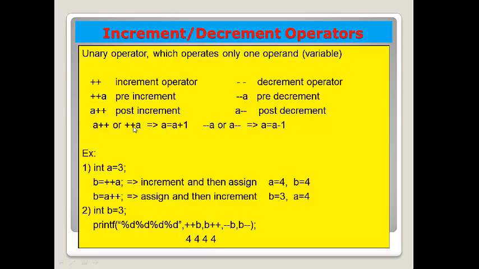A plus plus and plus plus a are both equal to a plus 1. But if two operations are performed in the equation, in this case two operations, one is increment, another one is assigning, so it is a pre-increment: first increment, then assign. In the other case, two operations are there, one is increment, another one is assigning, but it is a post increment. So first it is assigned, then it is incremented.